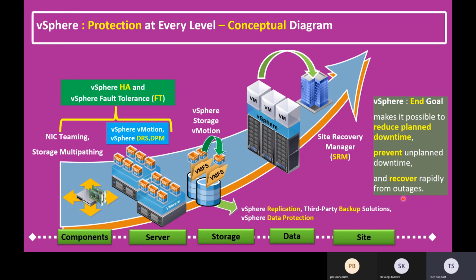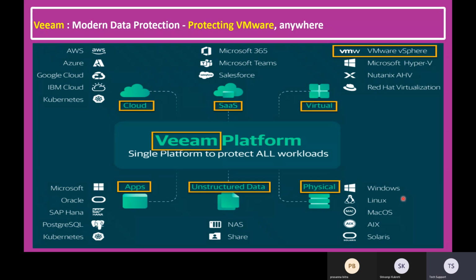Okay, so now let's talk about one of the third-party solutions. That solution name is Veeam. Veeam is the company name. The Veeam solution provides modern data protection, protecting VMware anywhere. In this diagram, they have multiple options. Let's discuss from right to left.